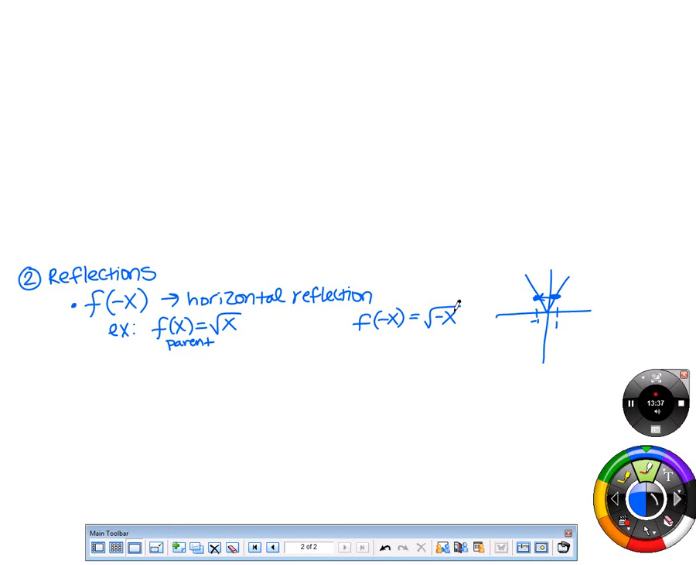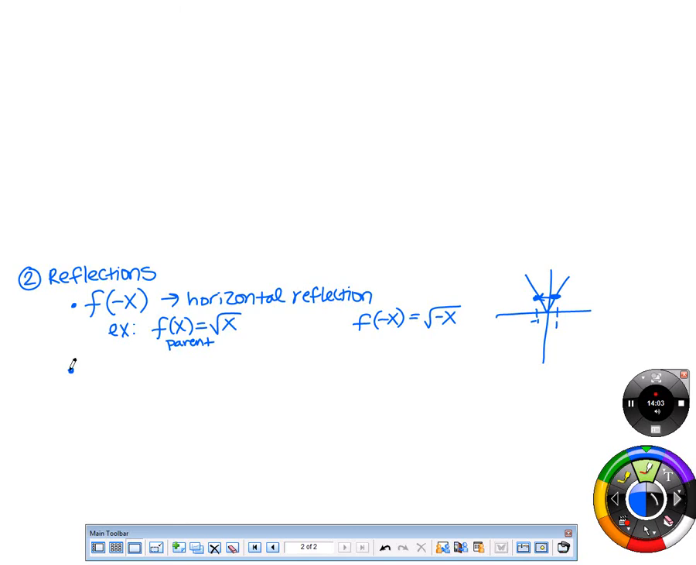Is that the same domain as this function? No, you can still plug 0 into this one, right? But can I plug positive numbers into this one and get a result? No. What kind of numbers do I have to plug into this one? Negative numbers. See the reflection? Before you could only plug in positive stuff. Now you can only plug in negative stuff. So the graph is taken from this side and reflected over to this side. That makes it a horizontal reflection when we apply the negative inside of there.